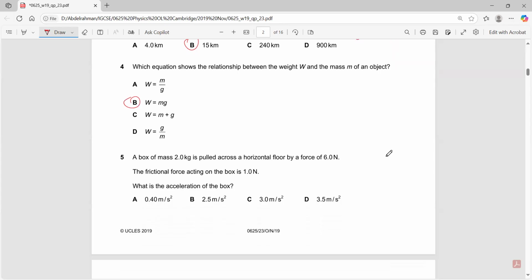First of all, you need to find the resultant force. The resultant force is 6 minus 1, which is 5. So F equals ma. To find the acceleration, it would be F over m. Resultant force 5 over the mass, which is 2, gives 2.5 meters per second squared.